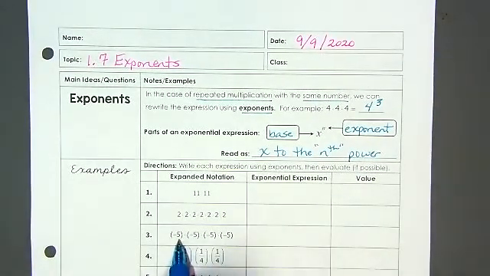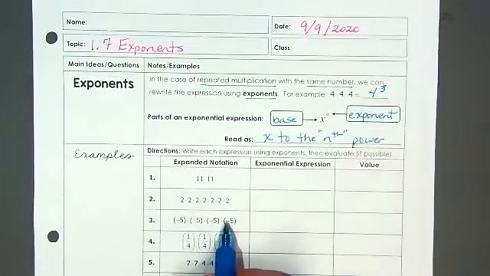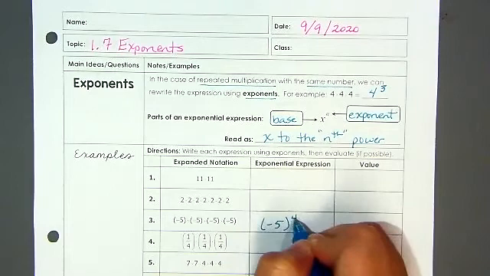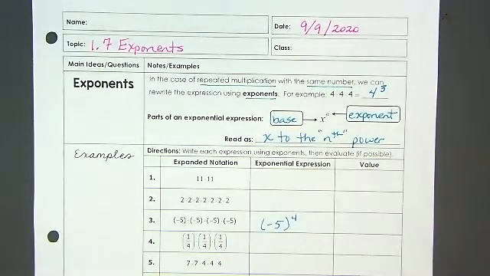I'm going to look to see how many times this is written. 1, 2, 3, 4, written multiplied. This is 4 times, so this is going to be -5 to the 4th power is the way this is written. Now, we need to actually find the value of that.